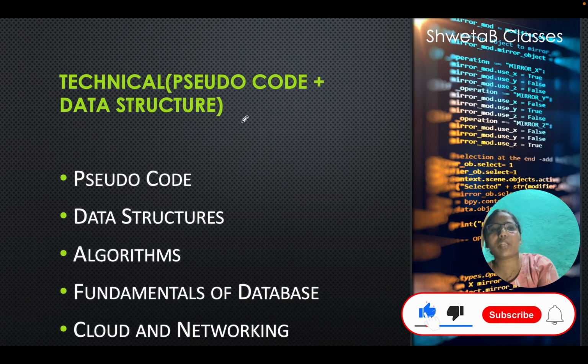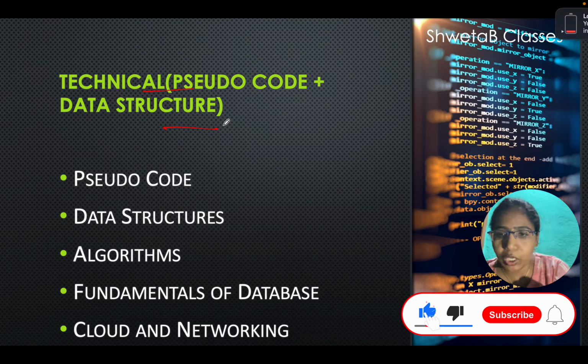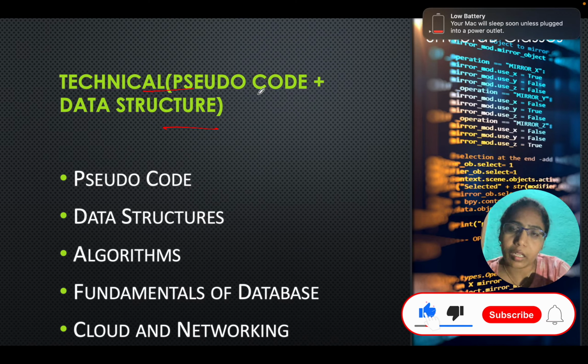Okay, now the next one and the most important one is the technical round, because even though you clear a game based aptitude test and you clear the English communication test, you have to attend the technical pseudocode test also. So when I say technical pseudocode, here the questions will be based on pseudocode, data structures, algorithms, fundamentals of database, cloud and networking. This is something which is new. You also need to know the basics of cloud and networking.